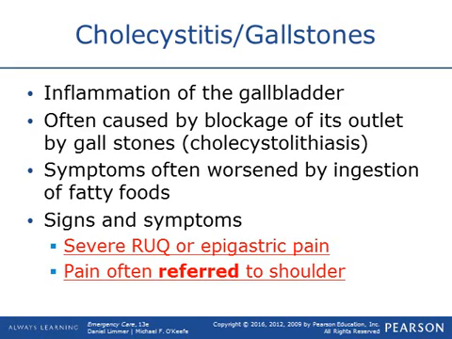Cholecystitis, otherwise known as gallstones. That's just inflammation of the gallbladder, generally caused by a blockage by the gallstones. Generally, the pain can be worsened by ingestion of fatty food. So if they've been having some abdominal pain and they eat something really fatty, asking about that last little intake, if they ate something fatty, could point to an issue with gallstones. A lot of times this is just associated with poor diet. Signs and symptoms are severe right upper quadrant and epigastric pain, often referred to a shoulder. So right upper quadrant pain referring to a shoulder is generally gallstones.